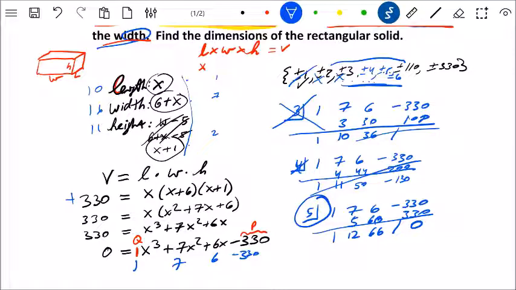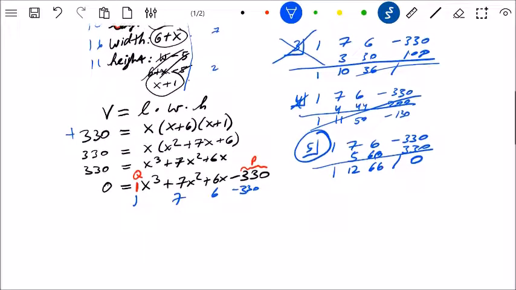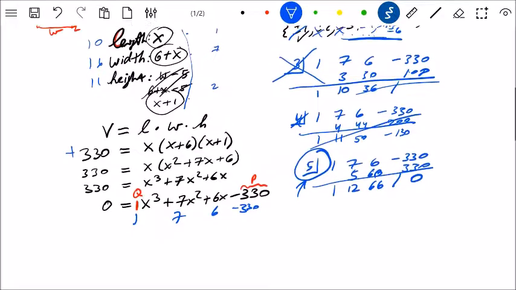So whatever x is, it has to be less than 10. It's got to be more than 1. So somewhere in that mix, and it can't be negative. So we've figured out that it's a 5. So let's see if that works.